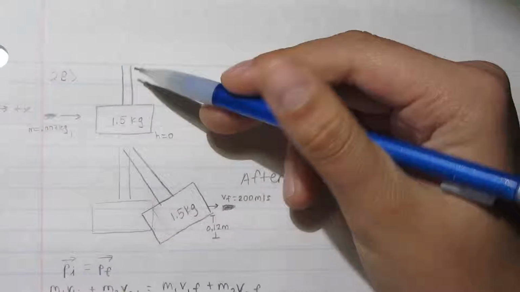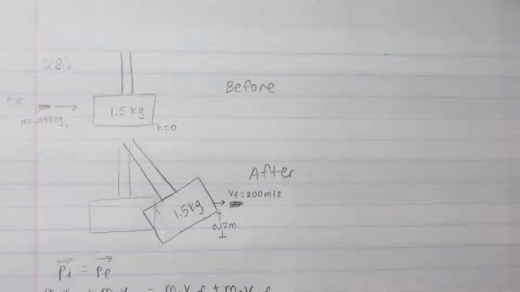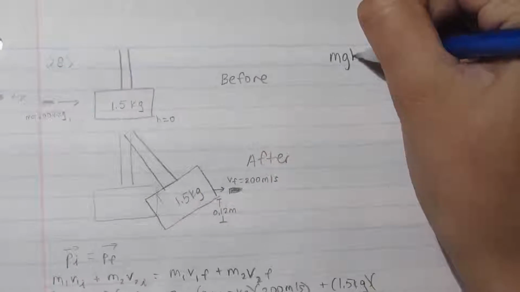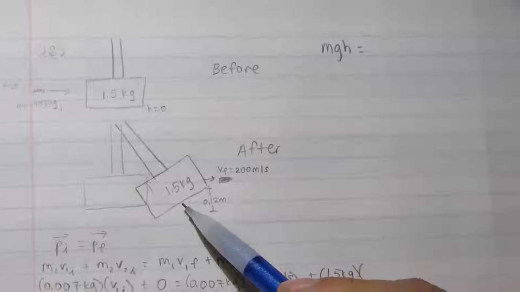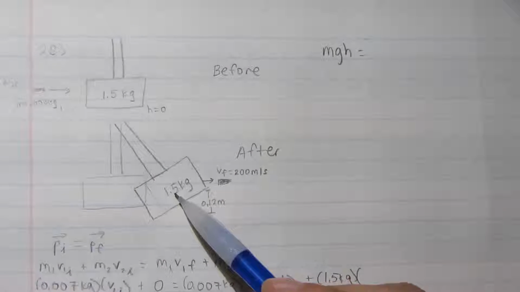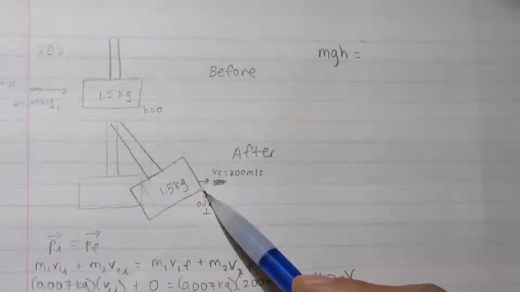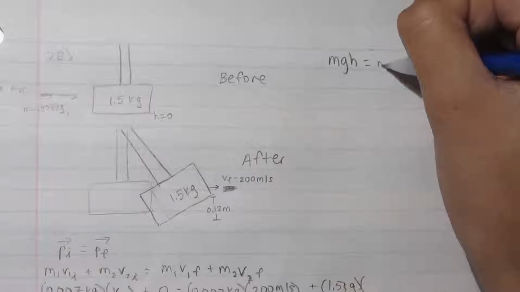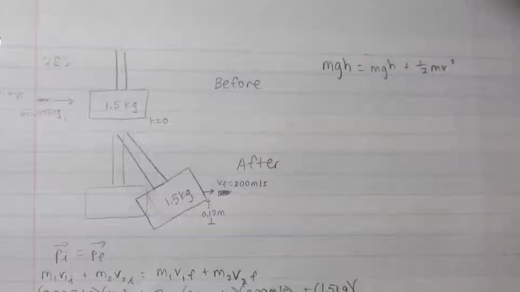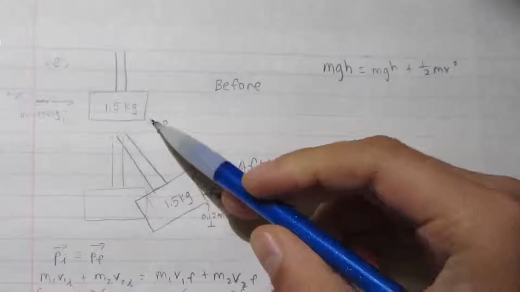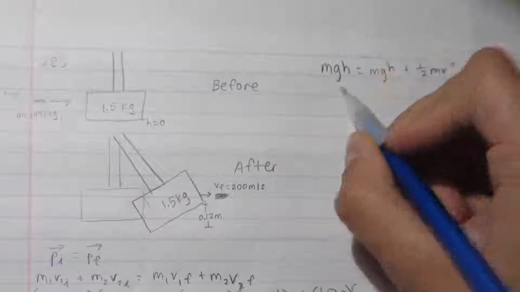In my first picture, the block is not moving, so there's only gravitational potential energy. So I have the gravitational potential energy of this block here. And then in my second picture, the block is moving, so it has kinetic energy, and it also has gravitational potential energy. So I have mgh again plus 1/2 mv squared. But because I said that my height equals 0 is right here, this becomes 0.